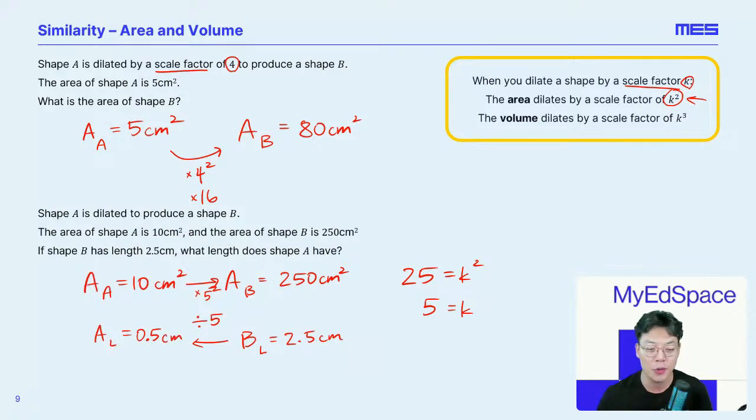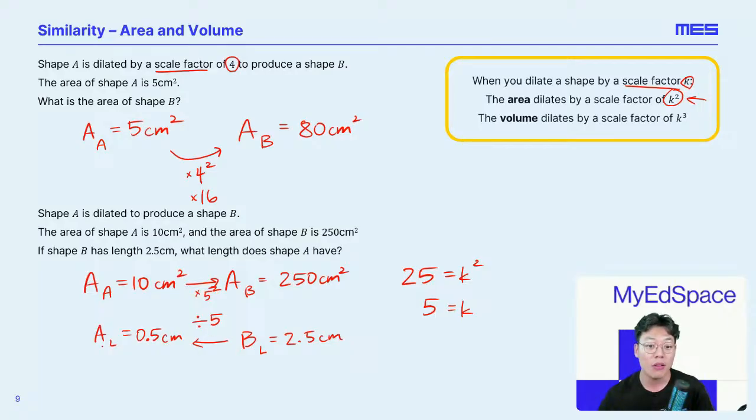Now, let me show you something really cool. The area of shape A to the area of shape B, we multiply by 5 squared. And notice the units of measure. The units of measure for area were also squared. So it makes sense that our scale factor is also squared.